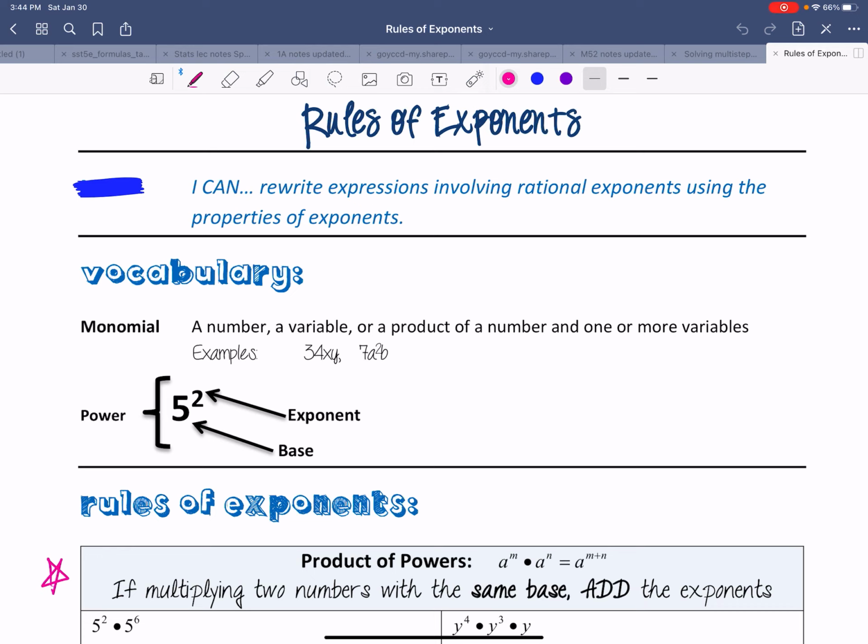In this video, we will discuss rules of exponents. So first of all, vocabulary.